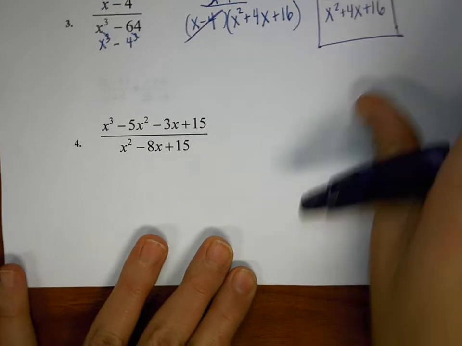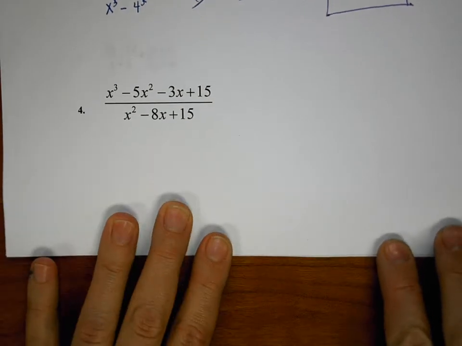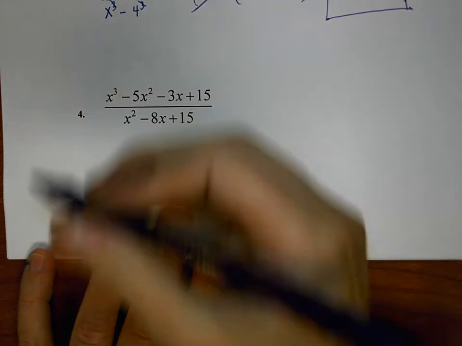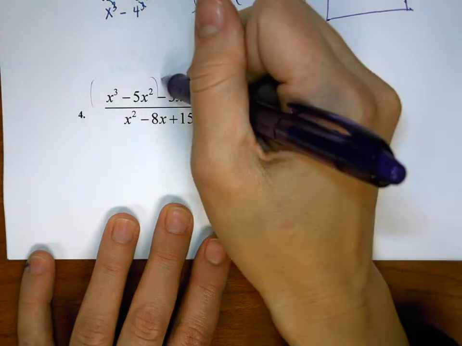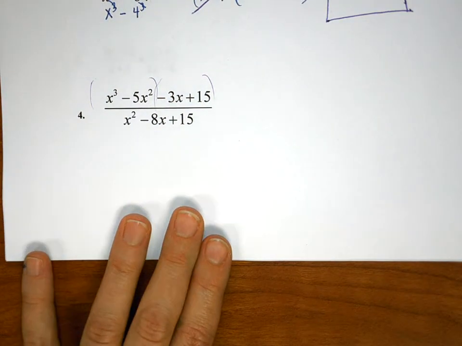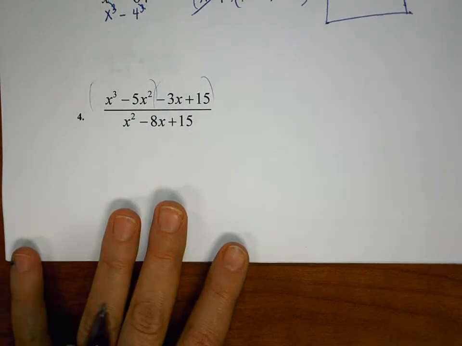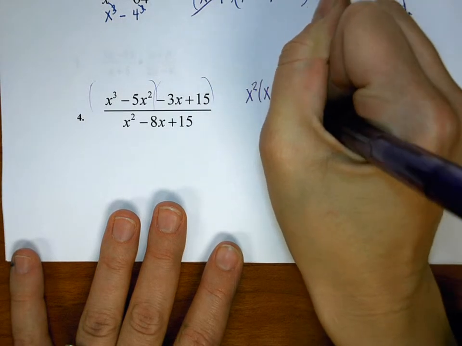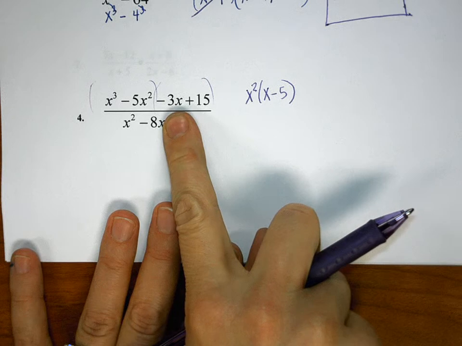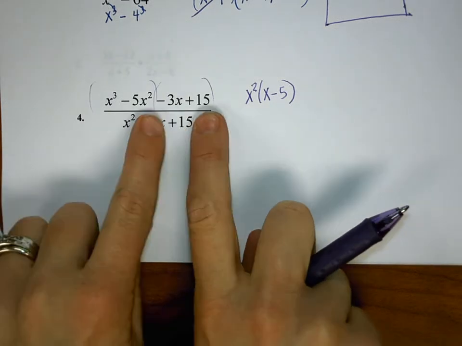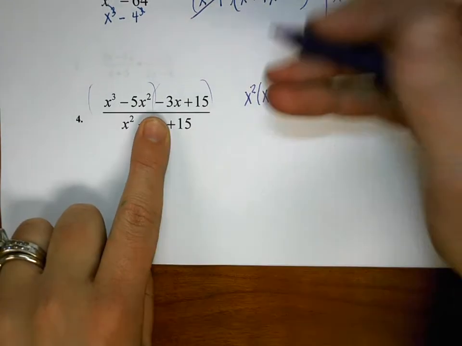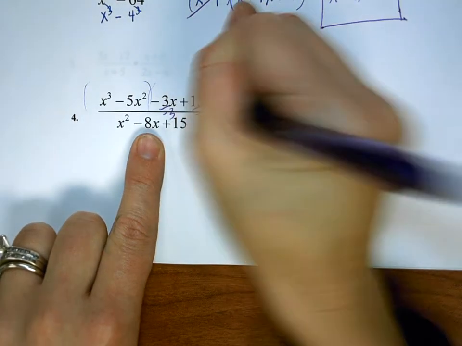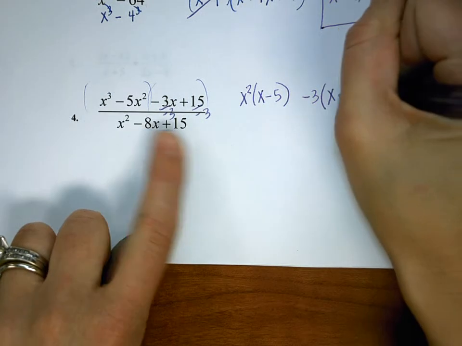Okay, moving on. Example 4. If you notice here, there are 4 terms. When you have 4 terms, you're going to use grouping. So we are grouping our first 2 terms and our last 2 terms. So in the first group, we take out the GCF. So our GCF is x squared, and we're left with x minus 5. In this group, I'm going to take out a negative 3 because I want my minus to be in the middle like it is here. So my GCF would be negative 3, and when I divide each of these by negative 3, I'm left with a positive x and a negative 5.